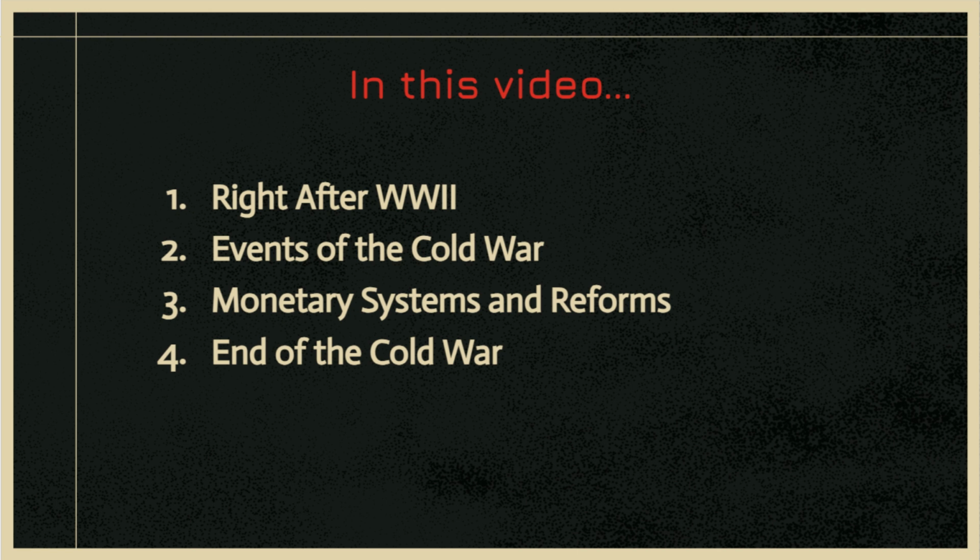Now, I want to start by saying that this is just a really brief overview of the Cold War. There's a lot more specific events and things that happened in the Cold War, but for our purposes today, we're just looking at the broad strokes. We're looking at what happened right after World War II, the events of the Cold War, different monetary systems and reforms that happened, and then what happens at the end of the Cold War.